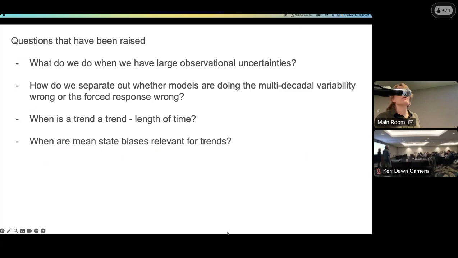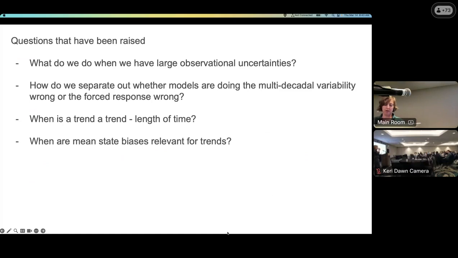Yeah, thank you. If you could share that reference you mentioned in the chat, that would be helpful to see. But just following up on that point, I think one of the challenges we face is that we could have statistically significant trends. We just don't know enough of the characteristics of the internal variability to know whether it is multi-decadal variability or a forced trend, which is one of the other questions we had.